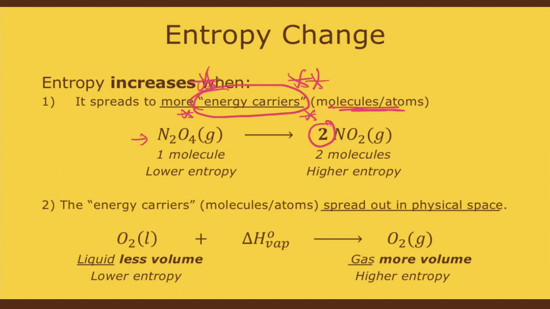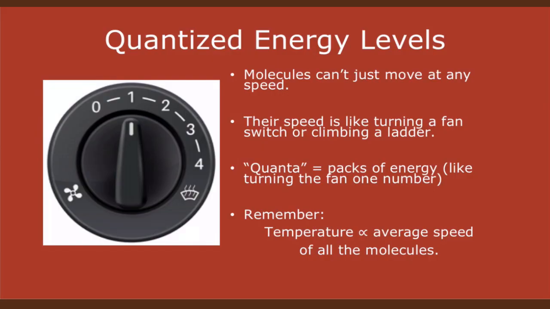Okay, so we're going on the range of like 1 or 2 liters to 22.4 liters. So there's way more places that the gas molecules can be. There's all sorts of different pictures that could be taken, and a whole bunch of ways. So if we say the ways that the oxygen molecules can be spread out in space are greater, then we can say that the entropy is greater. So again, when the energy carriers, the molecules or atoms, spread out in physical space, there's more ways that they can be arranged, so the entropy increases.